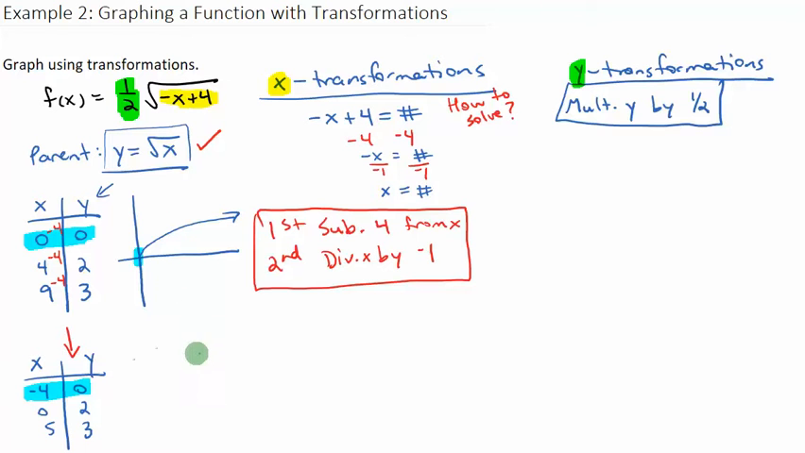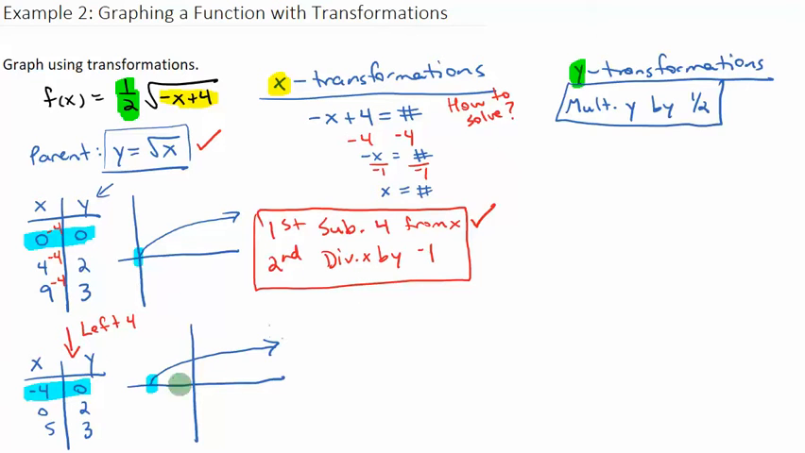So if I were to plot these points, which I'm not going to do precisely because I'm just getting a rough idea, when you subtract 4 from x, all that does is move your graph left 4 units. So my graph now, instead of at 0, 0, it's at negative 4, 0 with the same shape, pointing in the same direction. My reference point is here now. So I've got my first transformation done.